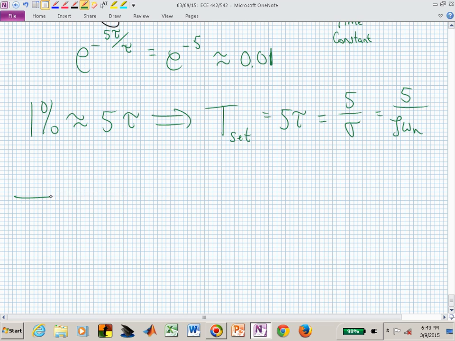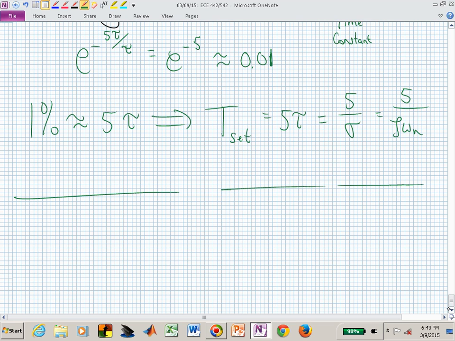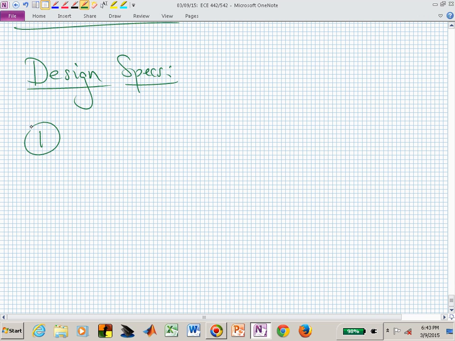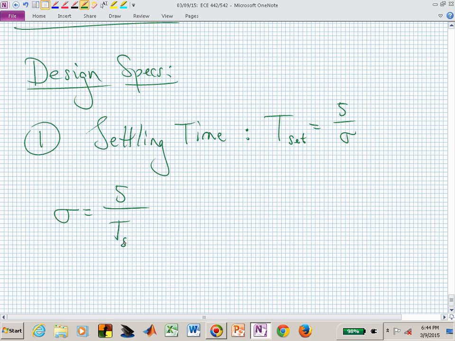Let's see what that means then. I just told you what that looks like in the S-plane, but we can now start translating those design specifications into corresponding behaviors or properties in the complex S-plane. For example, our settling time is now 5 over sigma, or we could say that sigma is 5 over T settle.